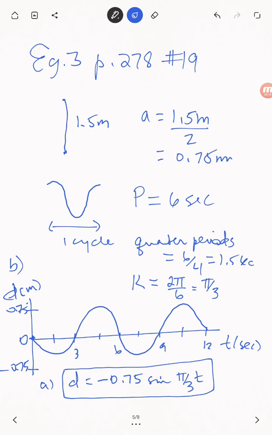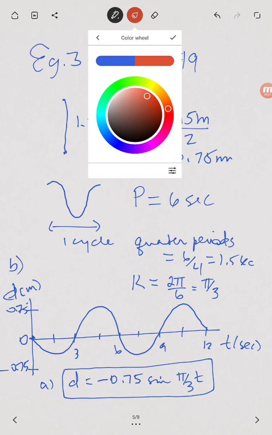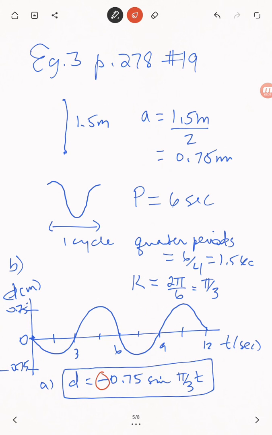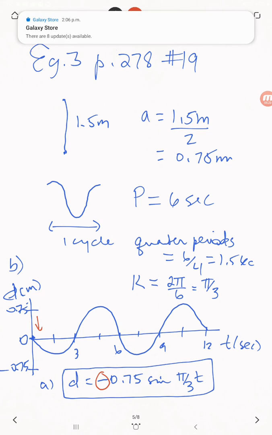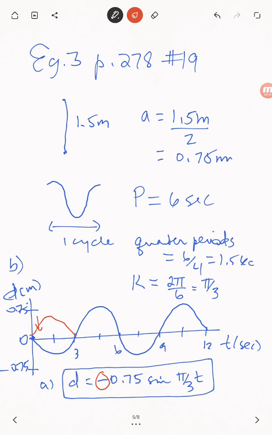And again, I just want to emphasize that the reason why I have a negative here is because the function goes down before it goes up, whereas normally sine goes up first. So normally sine would be like this. Well, it would be higher in this case, but something like that. However, it's going down first, therefore there's a reflection in the t-axis.